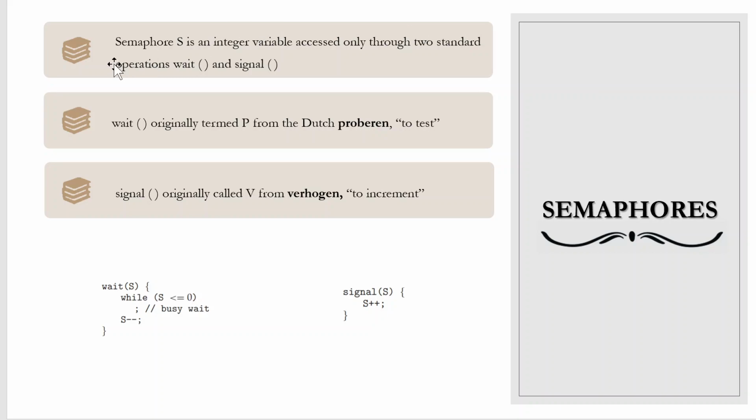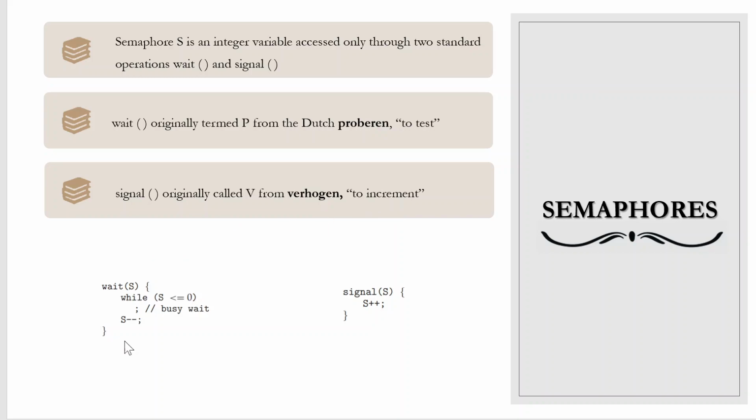That is a semaphore. A semaphore S is an integer variable that, apart from initialization, is accessed only through two standard atomic operations: wait and signal. The wait operation is originally termed P from the Dutch word proberen, which means to test. Signal originally is called V from verhogen, which means to increment.